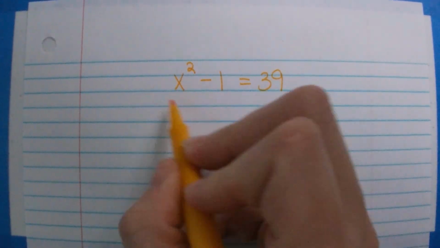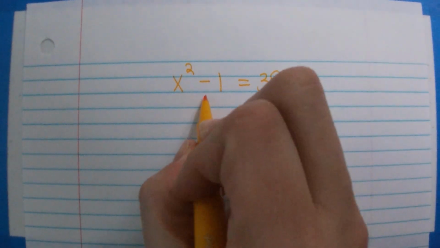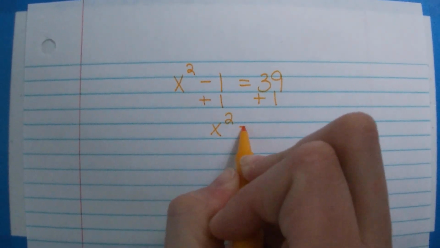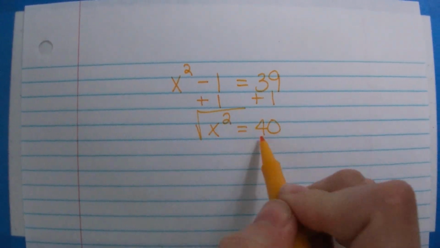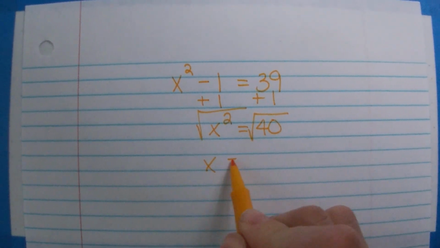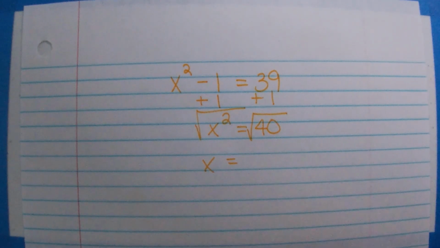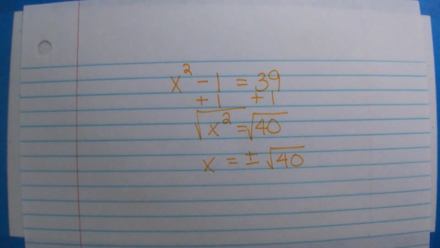If we want to solve this, okay, still inverse operations, we'll undo subtraction with addition. And we will undo our exponent of 2 by adding a square root. Again, we added the square root, so we need to add a plus or minus. The problem here is that the square root of 40 is not a perfect square.